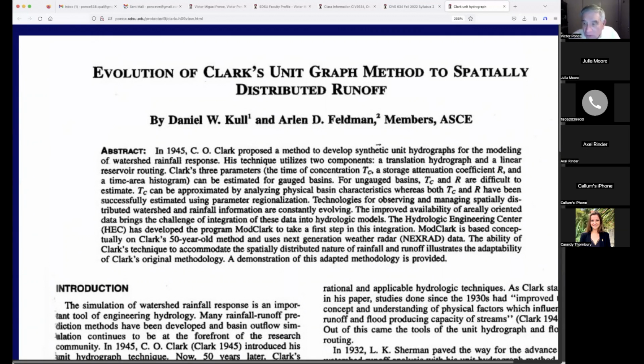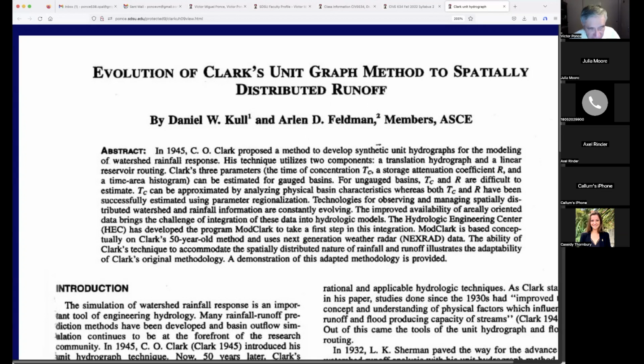A storage attenuation coefficient, which they call R in here. And a time area histogram, right? The time area histogram gives you the distribution in time of the responses. Can be estimated for gauged basins. So you must have those three: the time of concentration, the histogram, and the R, which they call R. We like to call it K. For ungaged basins, T sub C and R are difficult to estimate.